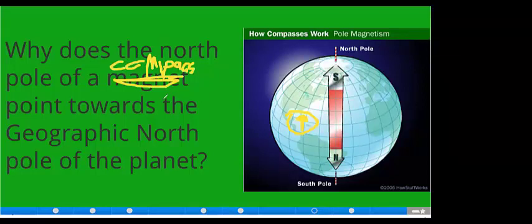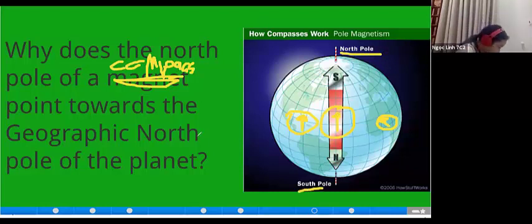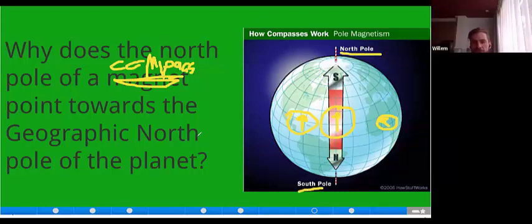More land at the north. Okay, so if I have a compass here, it's also going to point to the North Pole of the planet. If I have a compass over here, it's going to point to the geographic North Pole of the planet. Why is that?